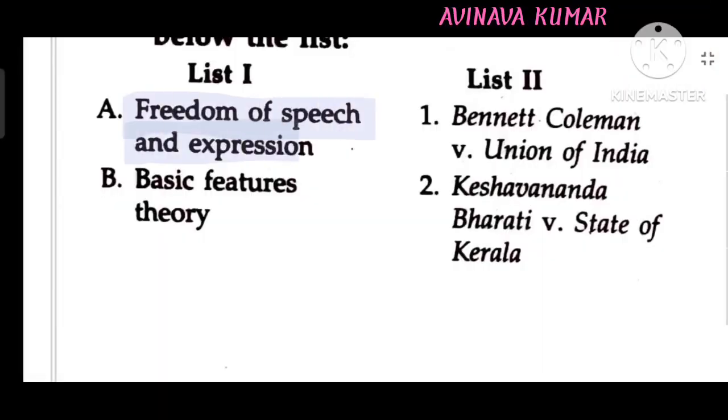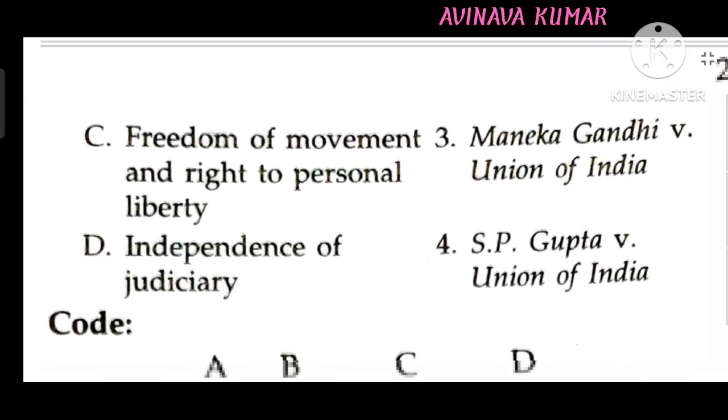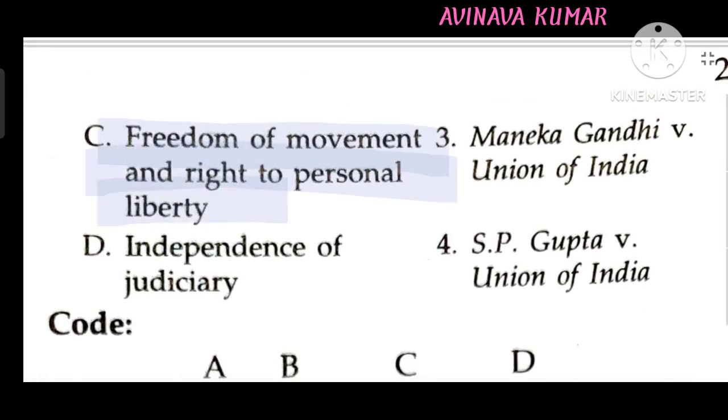Freedom of speech and expression: Burnett Coleman versus Union of India. Basic feature theory: Keshwanand Bharti versus State of Kerala. Freedom of movement and right of personal liberty: Maneka Gandhi versus Union of India. Independence of judiciary: S.P. Gupta versus Union of India.